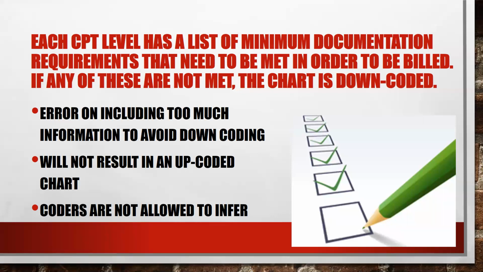So as we were mentioning, each CPT level has a minimum list of things that you have to include in your chart in order to meet that CPT level. And if you miss any of those elements to that chart, then the chart is downcoded to the highest level that your chart meets. Does that make sense? Good, okay. So in general, I think it's good to err on including too much information that may help avoid some downcoding. And again, if you put everything under the sun into this chart, it will not be upcoded because that ICD-10 code only equals a certain CPT level. And then keep in mind that coders are not allowed to infer.